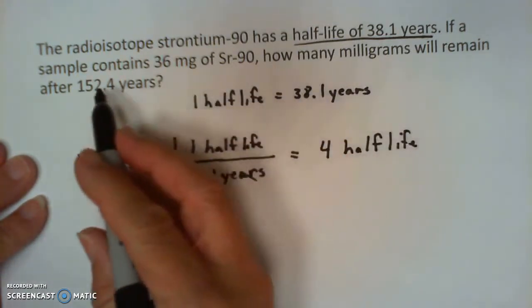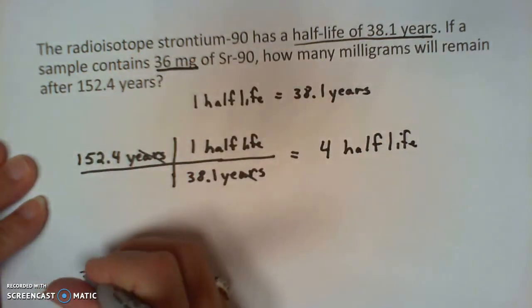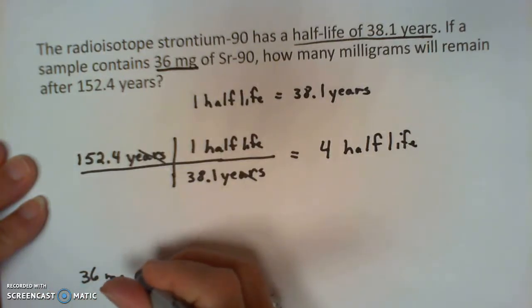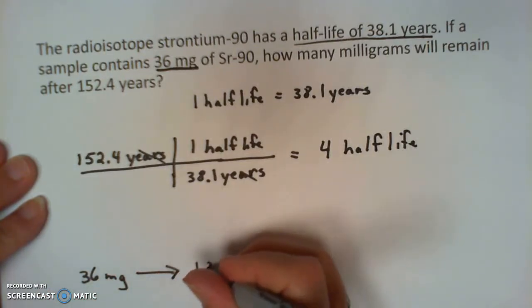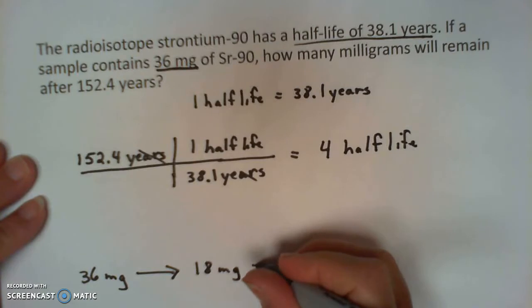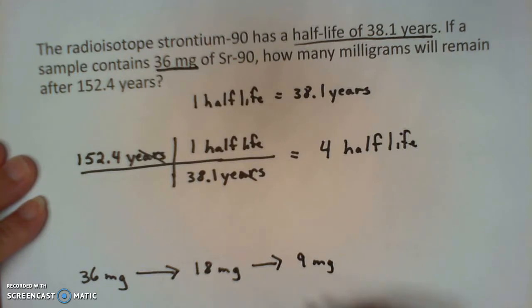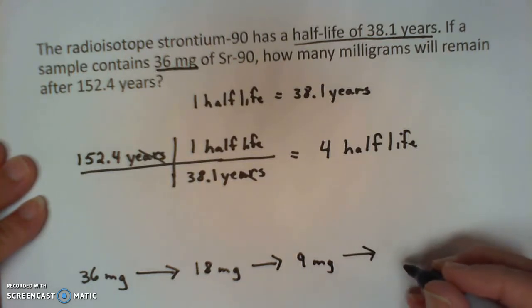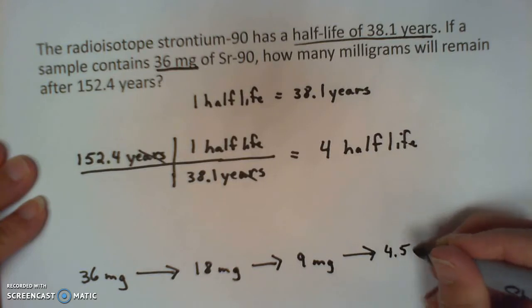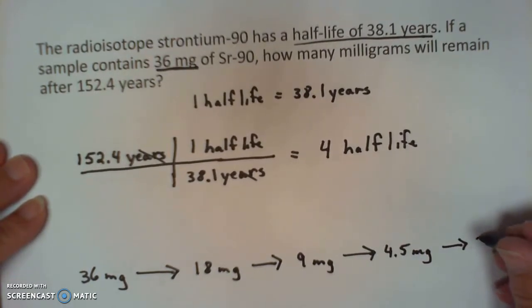Okay, so in the problem we're starting with 36 milligrams. So we've got 36 milligrams of our strontium. The first half-life cuts it down to 18 milligrams. 18 is half of 36. Second half-life cuts it down to 9 milligrams. 9 is half of 18. The third half-life cuts it down to 4.5 milligrams. And the fourth half-life, I'm not off the paper yet, cuts it down to 2.25 milligrams.